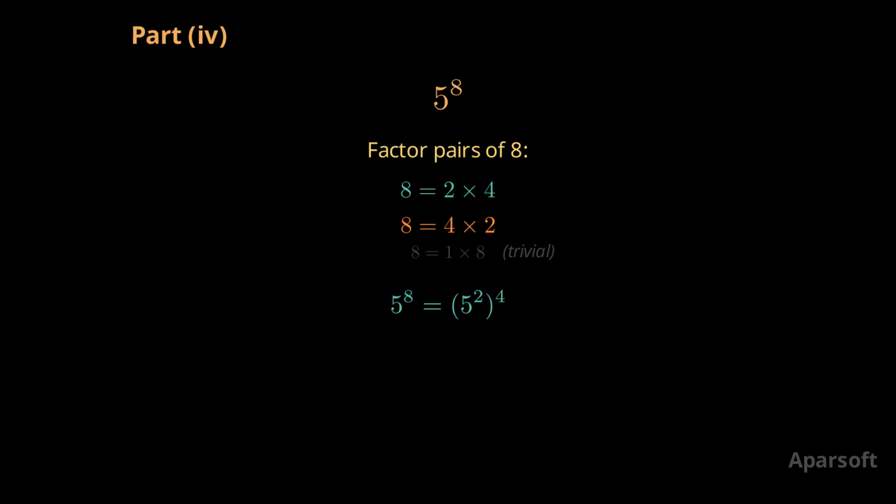Last one, part 4, 5 to the 8. The exponent is 8. Factor pairs of 8. 2 times 4 and 4 times 2. There is also 1 times 8, but that gives 5 to the 1 to the 8, which is just 5 to the 8 again. Not very interesting. The interesting answers use the non-trivial pairs. So 5 to the 8 equals 5 squared to the 4 and 5 to the 4 squared. Two beautiful ways to rewrite it.